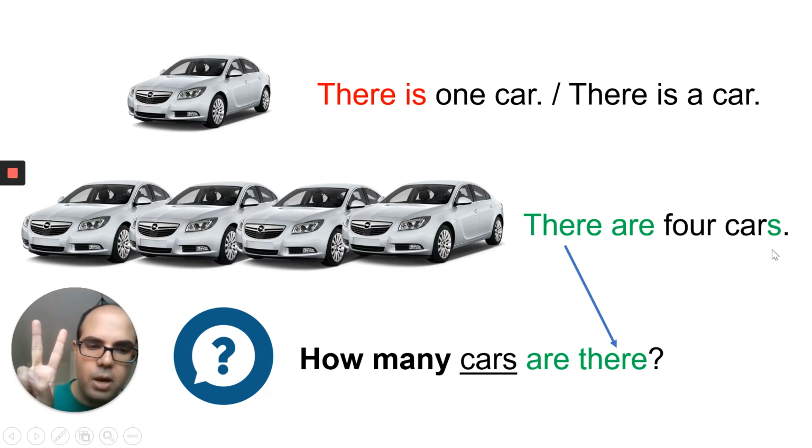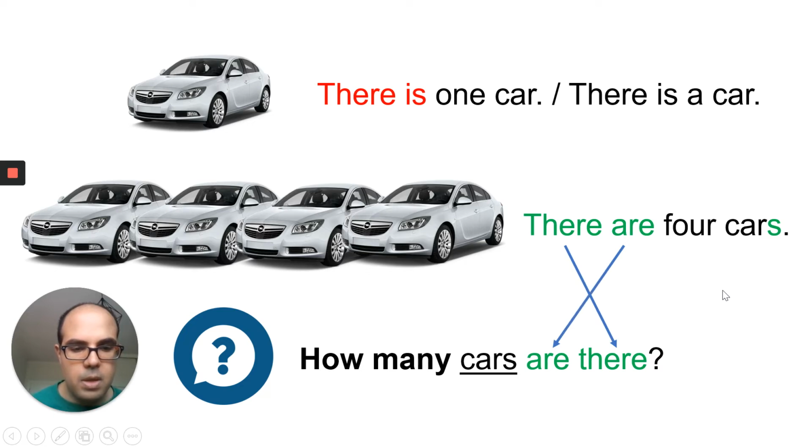There are 4 cars. And now it comes to the beginning. It comes to the first position, okay? So we swap the words in order to make the question. We have to say first "are", and then you say "there". So that's how we make this kind of cross you can see here in your picture with these arrows, okay?